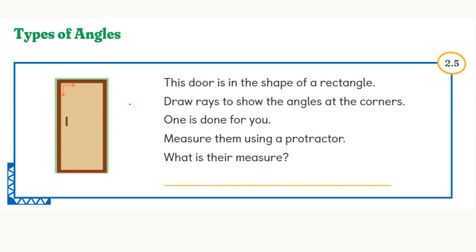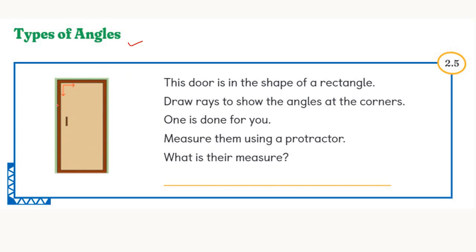We have discussed angles. Now we are going to discuss types of angles. This door is in the shape of a rectangle. Draw rays to show the angles at the corners. One is done for you. Measure them using a protractor. What is their measure?